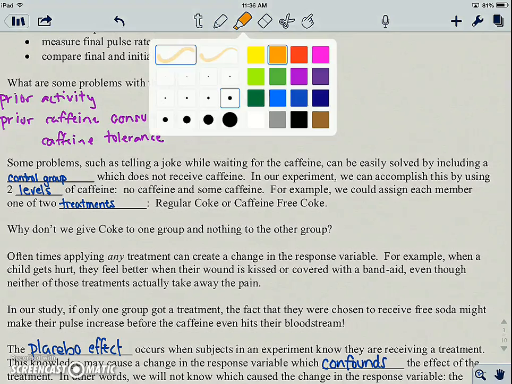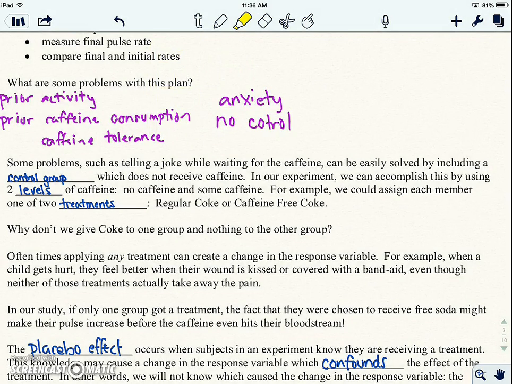No caffeine and some caffeine, okay? For example, we could assign each member one of the 2 treatments, regular Coke or caffeine-free Coke. Why don't we give Coke to one group and nothing to the other?